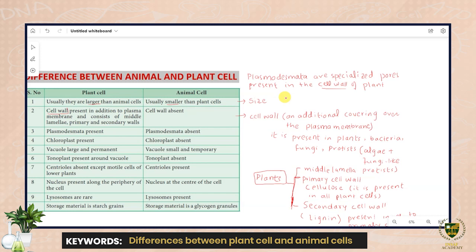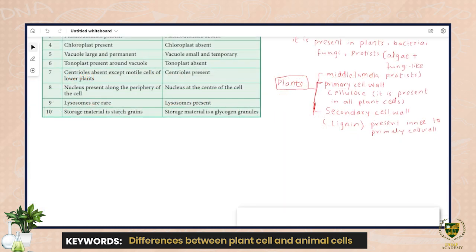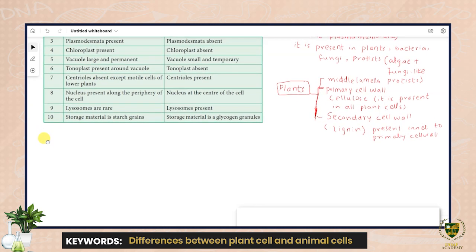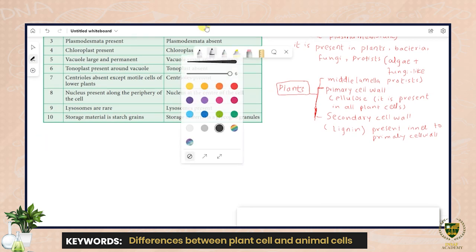Next is the chloroplast. Chloroplasts are plastids. We can say this about plastids in general: the chloroplast is one of the plastids. So dear students, now the fourth point is chloroplast. They are also called plastids.